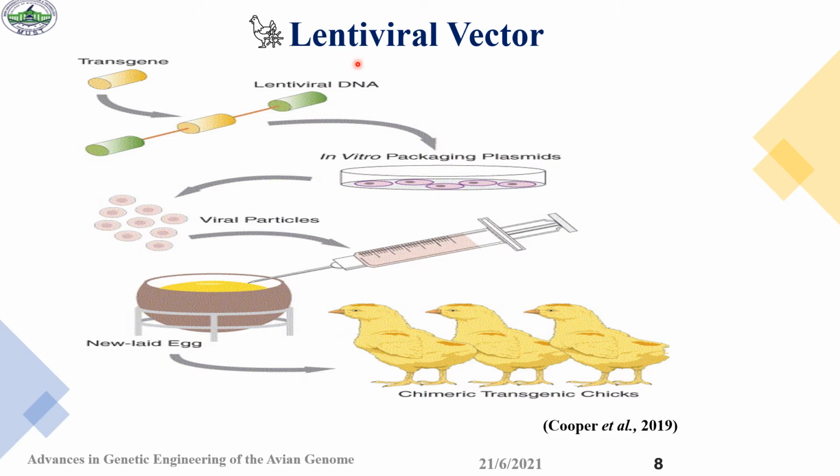So a lentiviral vector has been used. A transgene is cloned into the lentiviral vector, then prepared for transduction into the chick embryo. Then the embryo is cultured to hatch, and the resulting chimera chickens are screened by PCR to identify G0 transgenic birds.